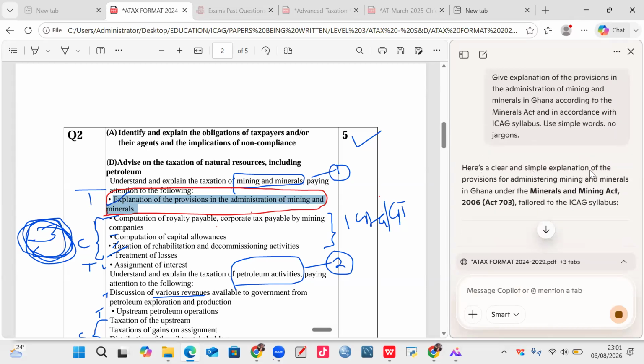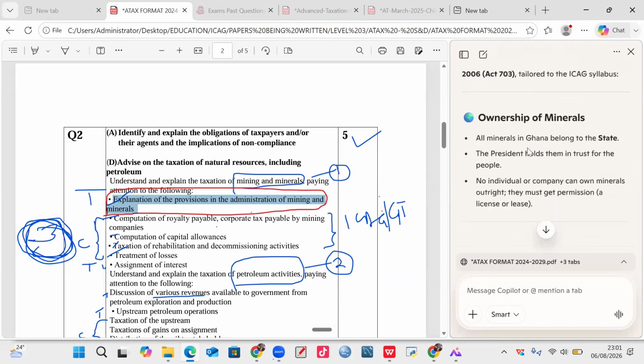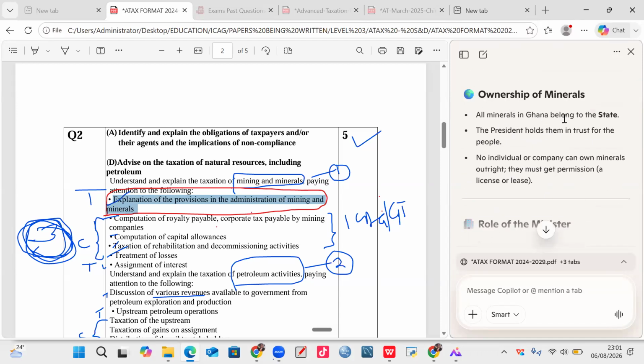Okay. Here is a clear and simple explanation of the provisions for administering mining and minerals in Ghana under the Minerals and Mining Act 2026, Act 07703, tailored to the ICAG syllabus. It has done all the job for me. Ownership of minerals: all minerals in Ghana belong to the state. The president holds them in trust for the people.